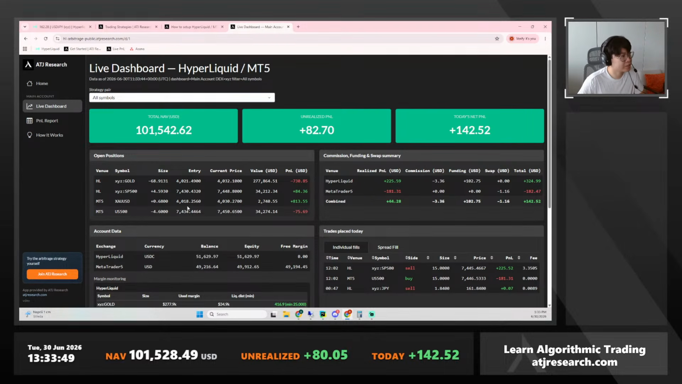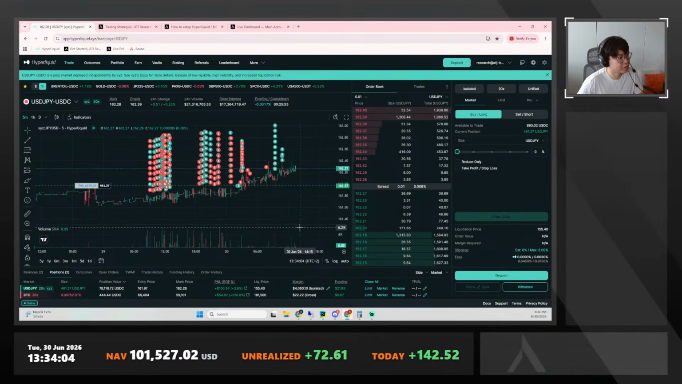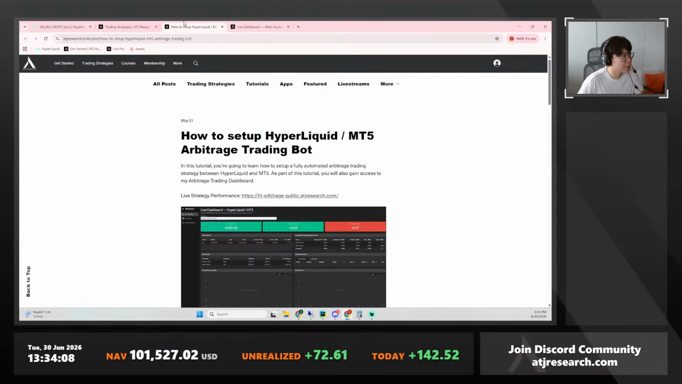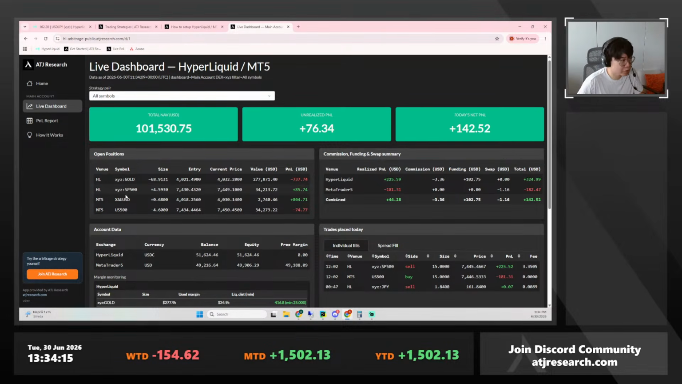And the strategy is basically the same. We can apply it on different symbols and assets, but at the end of the day it's an arbitrage, right? We're trying to buy and sell across two platforms. So we're trading on Hyperliquid, and then we're hedging the exposure on our MT5 platform. It's all the same strategy. We just buy low on Hyperliquid, sell high on MT5, or the other way around.